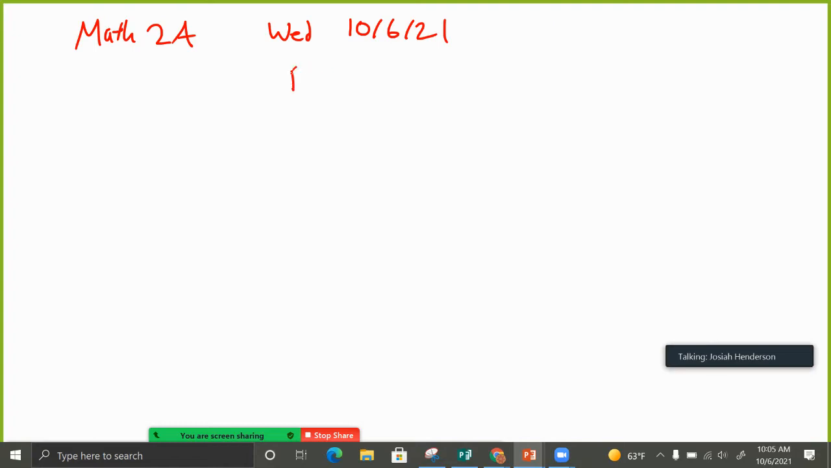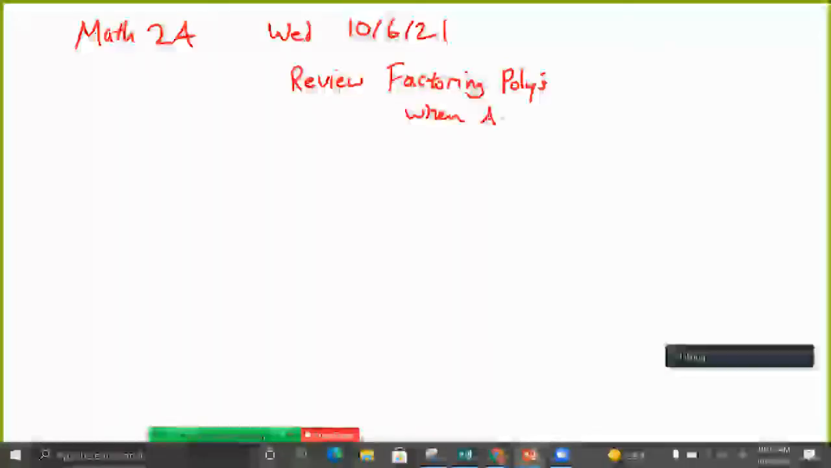Let's review factoring polynomials. These are the harder ones, the ones when A is not 1. So review factoring polys when A is not 1, the harder ones. And then tomorrow, we should be ready to take the test.